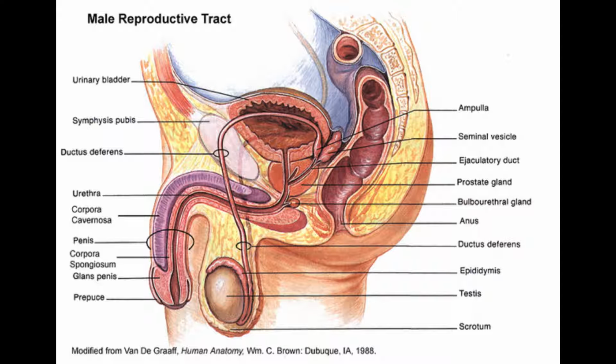Now I am going to explain the path that the sperm follows from the testes to the urethra. The sperm is produced in the testes, then it goes to the epididymis. When the sperm leaves the epididymis, it is stored inside the vas deferens.